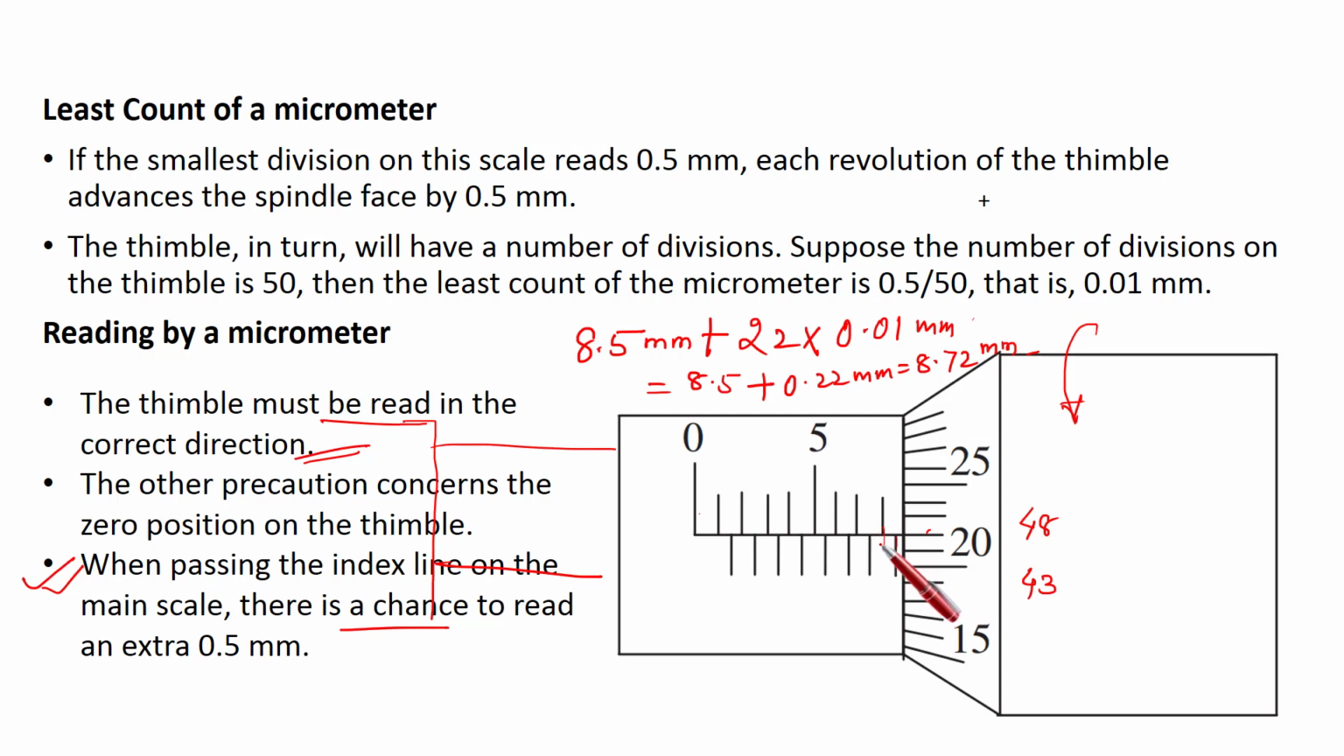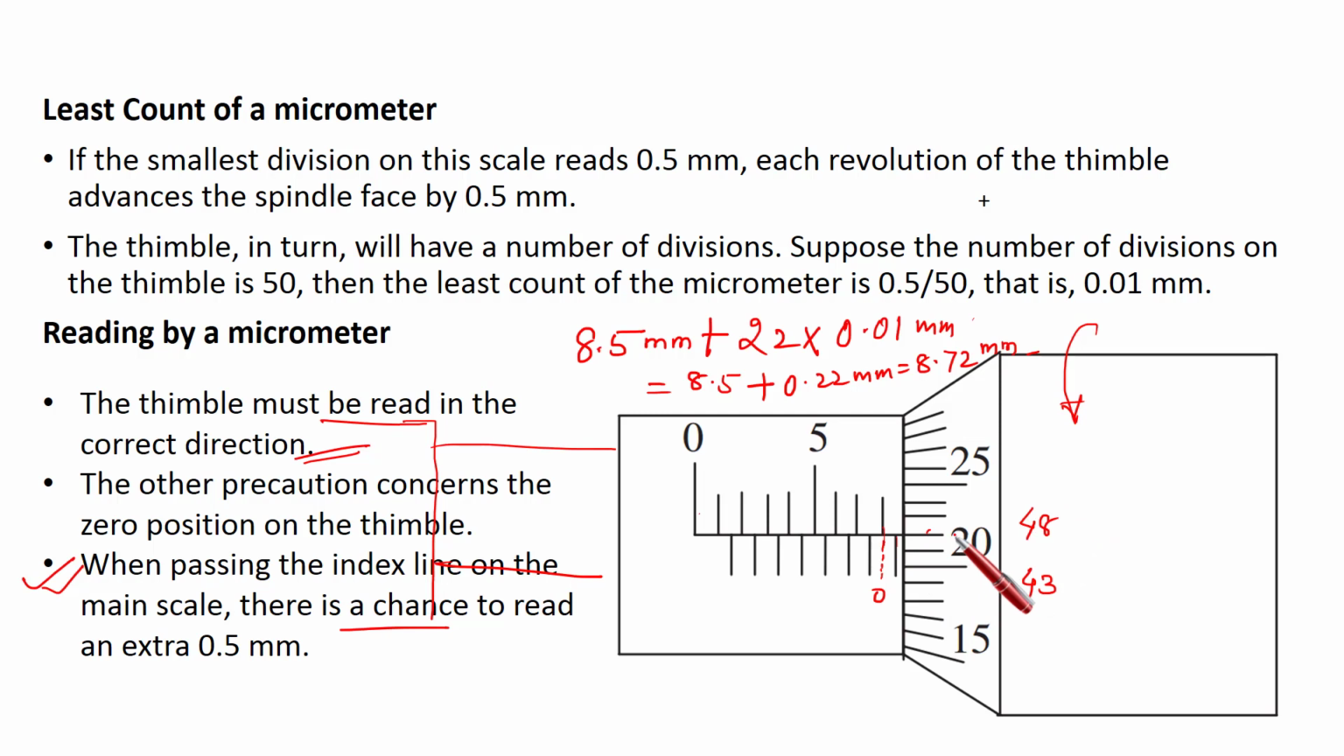Suppose you reached this point when this line has started showing up. At what time? When here you found 0, and as soon as you crossed 0, this line started showing. Okay? Now you are rotating this thimble, right?